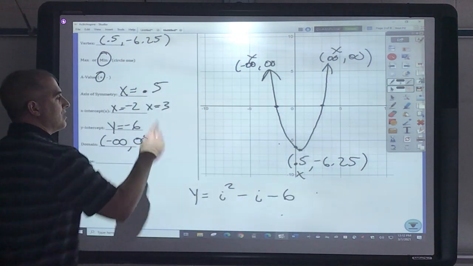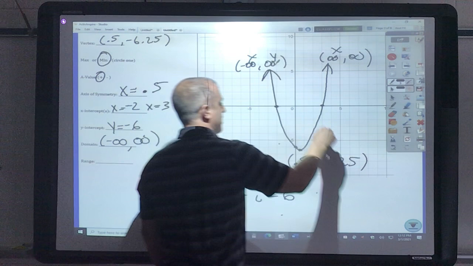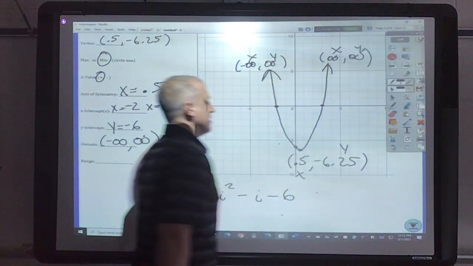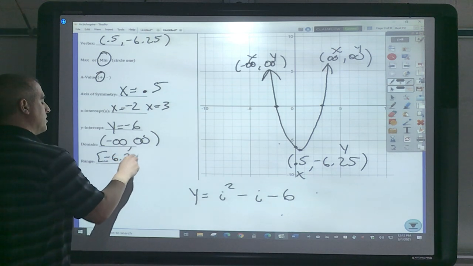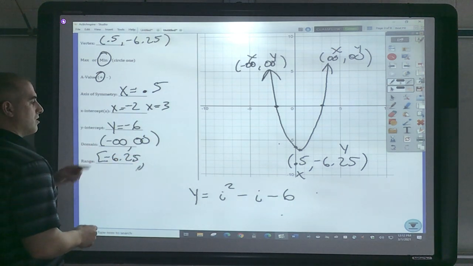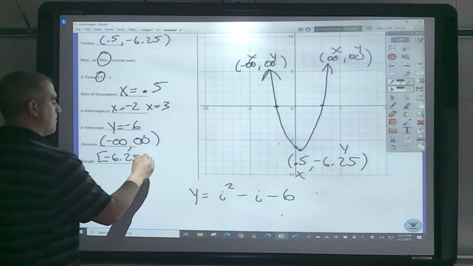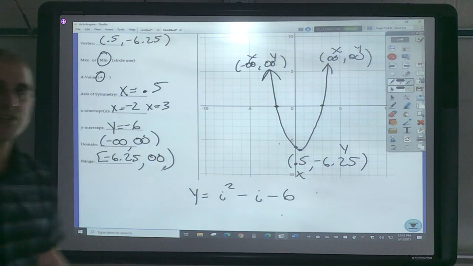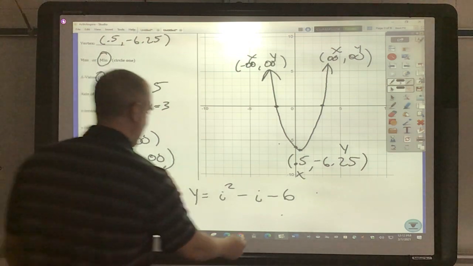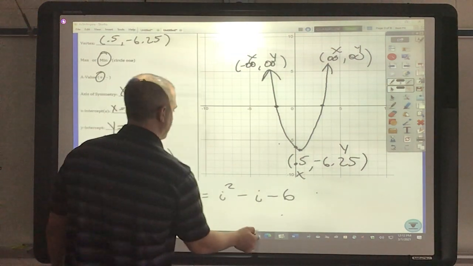My range, now I'm going to do the y coordinates. Y, y, and y. The smallest of all those y values is going to be -6.25. And I'm going to put a closed bracket there. The biggest one would be infinity. And that's how I find my stuff. From a Casio standpoint, you say, Mr. Evans, how do we do this in Casio?